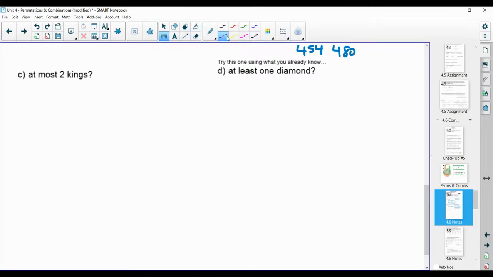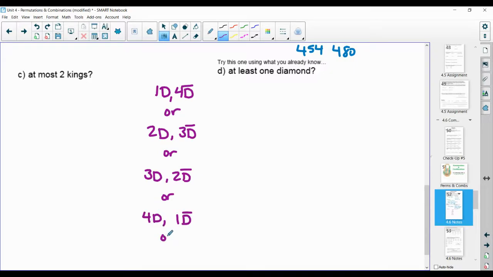If we want at least one diamond, well, that means that we want one diamond, meaning 4 non-diamonds, or we want 2 diamonds, meaning 3 non-diamonds, or we want 3 diamonds, meaning 2 non-diamonds, or we want 4 diamonds and 1 non-diamond, or we want 5 diamonds and 0 non-diamonds. And you're probably already thinking that is a lot of calculator work, and it absolutely is.